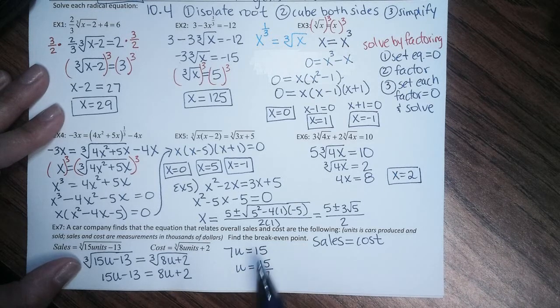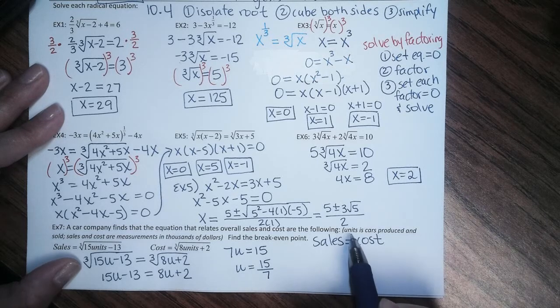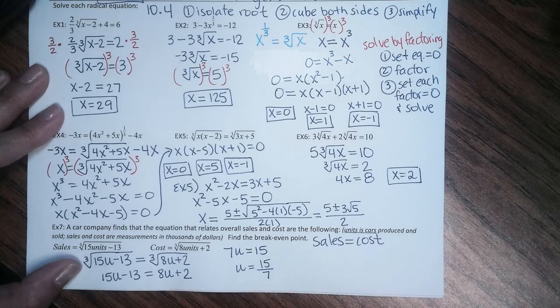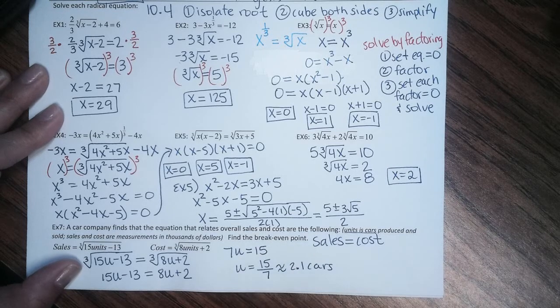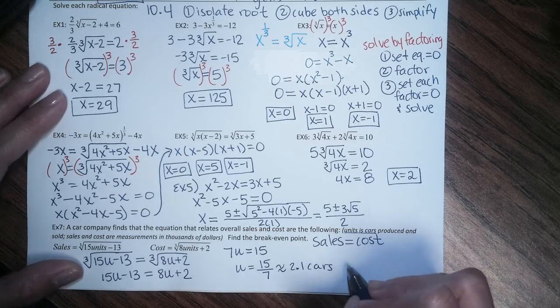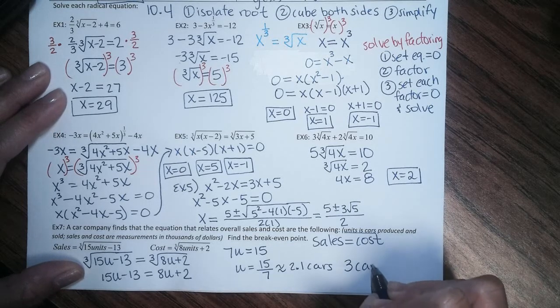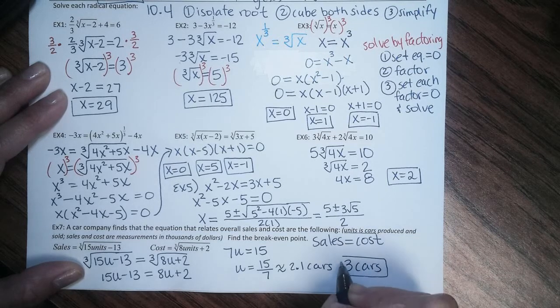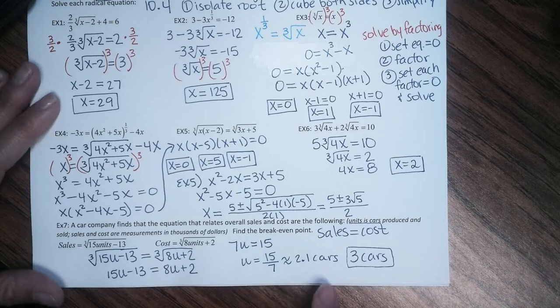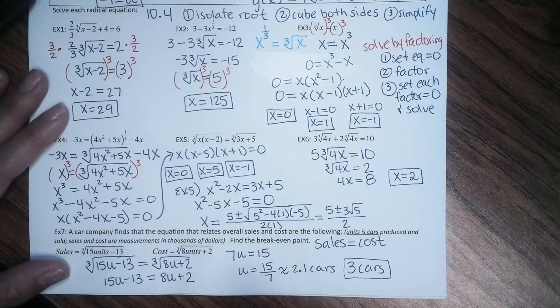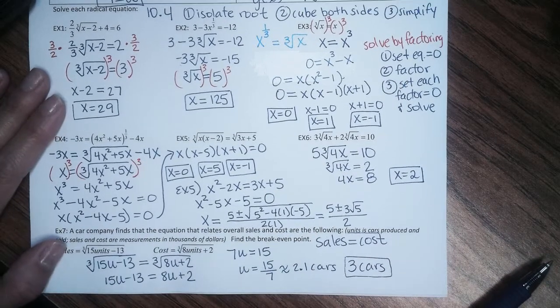But if you want to write it in the context of this problem, I think u was cars. Yeah, u is the cars. So 15/7 is about 2.1 cars, which technically you can't make 0.1 of a car. So let's round up to 3 cars. The reason we round up is because if you round down to only 2 cars, then that's not enough cars to make these equal to each other. So let's make it at least 3 cars, and now the company has actually broken even and made a profit.